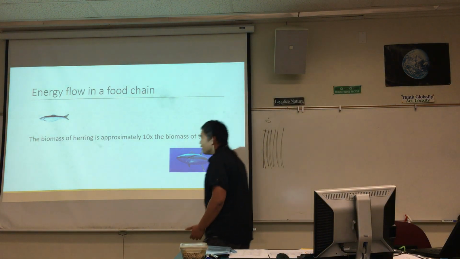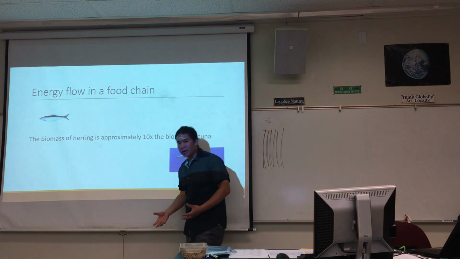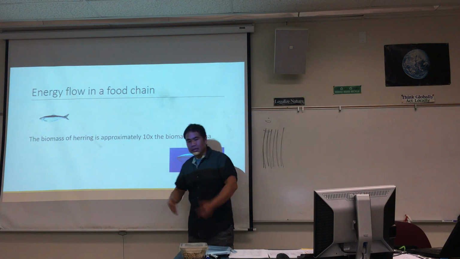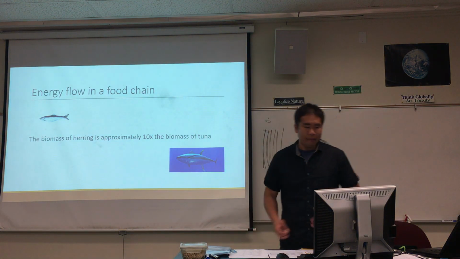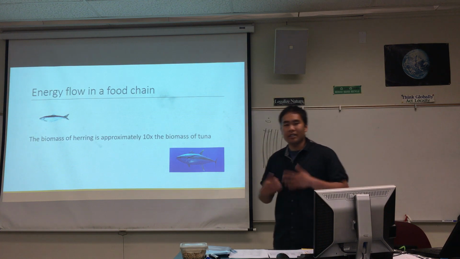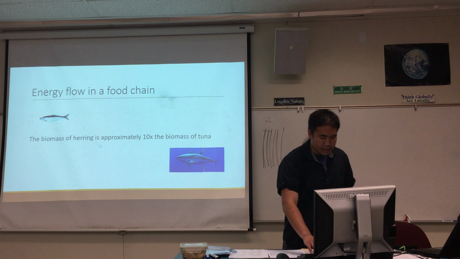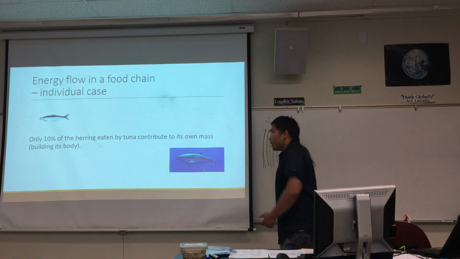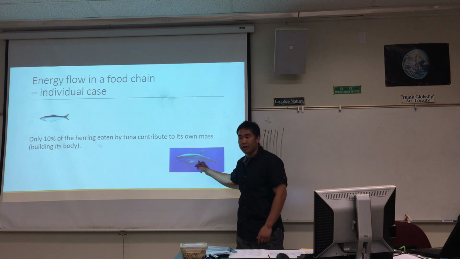There is energy in the body of the herring. The tuna eats the whole herring, but the tuna only gets to keep 10% of it, right? Because that's the transfer efficiency. If it were 100%, then it would get to keep all of the herring that it ate, but that is not the case, right? Instead, we get something like this. 10% of the herring eaten by the tuna contributes to the biomass of its own body.